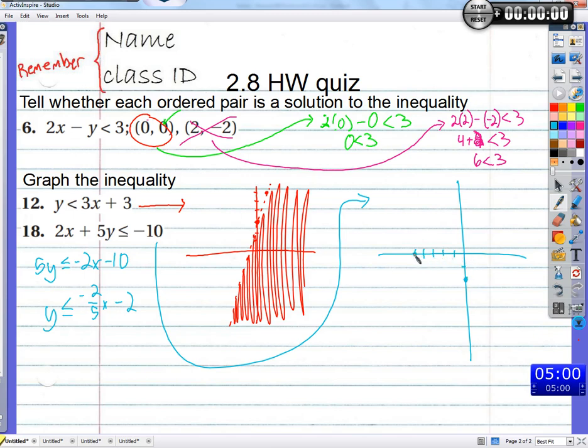Connected how? A solid line, because equals is fine. The x and the y from a point on the line will make both sides equal. And where do we shade? Below the line, because we want the y's, which are vertical, to be less than the y's on the line.